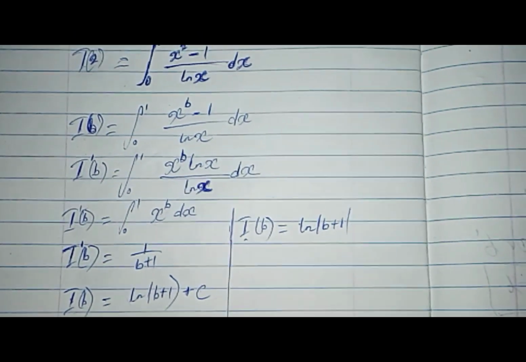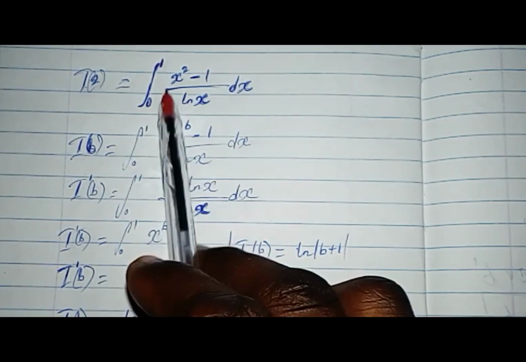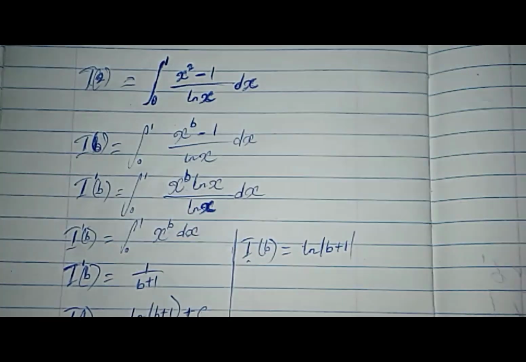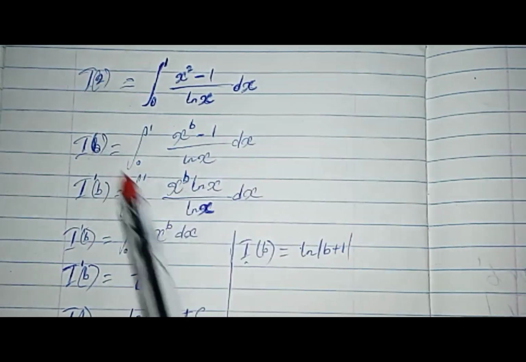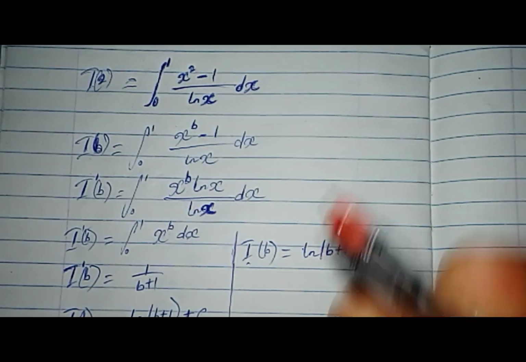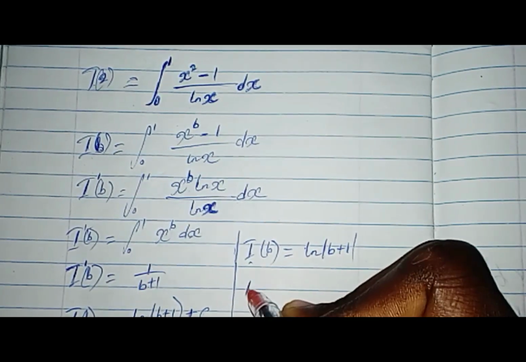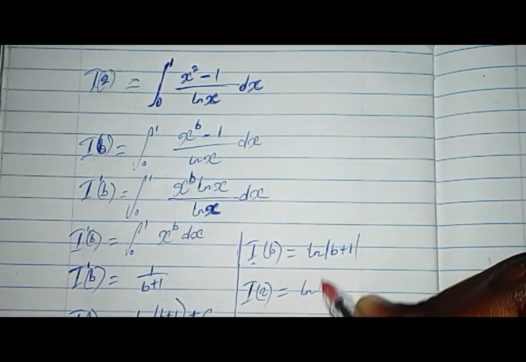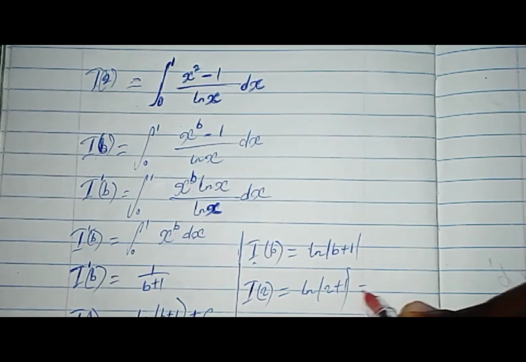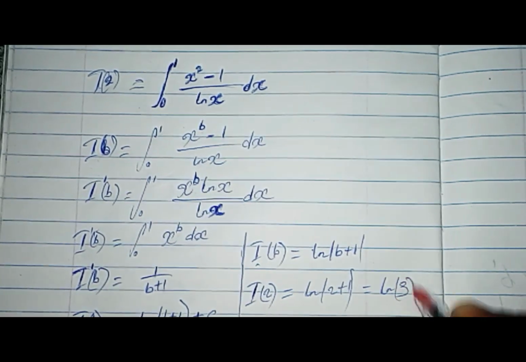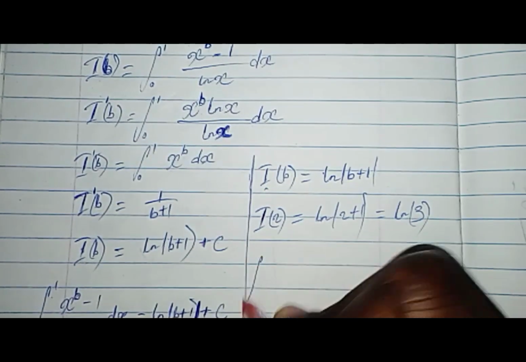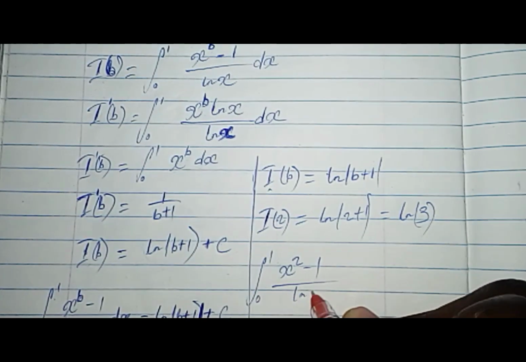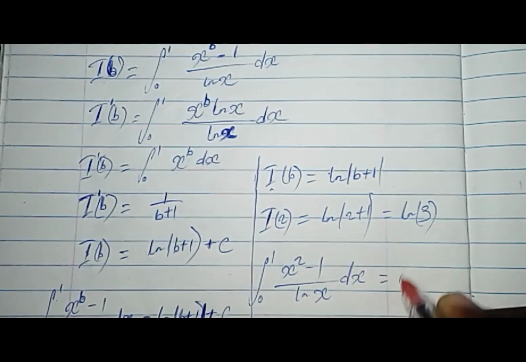But actually, from the main integral, the integral of (x to the 2 minus 1) over ln x dx from 0 to 1 is actually I of 2 and not I of b. So we have to look for I of 2. Then our I of 2 becomes ln of 2 plus 1, and that is just equal to ln 3. So our integral from 0 to 1 of (x squared minus 1) over ln x dx is equal to ln 3.